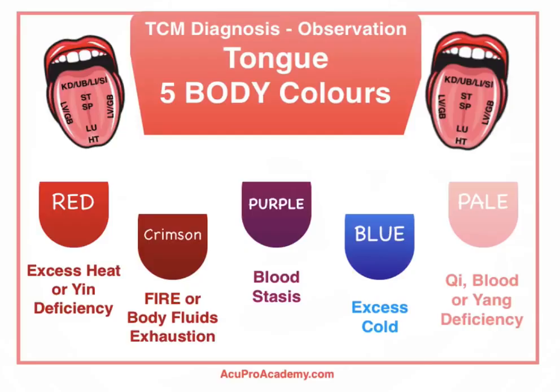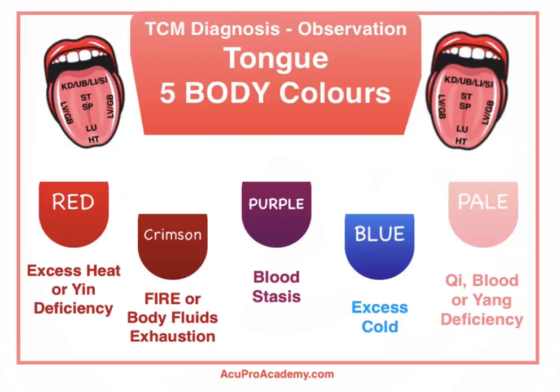Purple, of course, is blood stasis. I always say to my students, P and P, purple and pain, represent blood stasis. Blood stasis always creates pain and purple color. Blue or bluish tongue is excess cold or excess yin. And pale tongue is either a qi deficiency, blood deficiency, or yang deficiency.